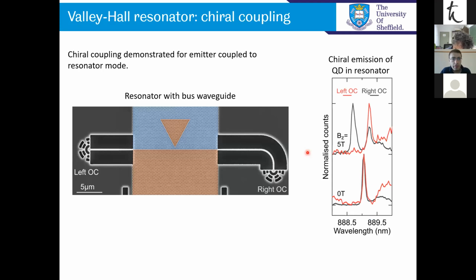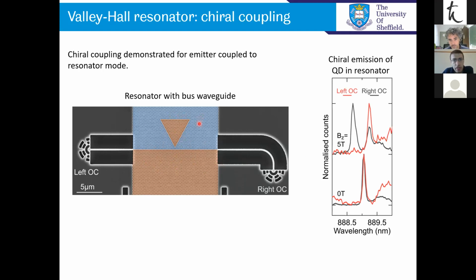And finally, for this device, we then added a bus waveguide. So we take our resonator and we bring a bus waveguide into close proximity with one vertex. And what this does is it allows us to demonstrate chiral coupling of a dot. So the dot is in the resonator, couples chirally to the resonator modes, but these modes then decay also chirally into the waveguide. So this would allow us to integrate it with an extended circuit.